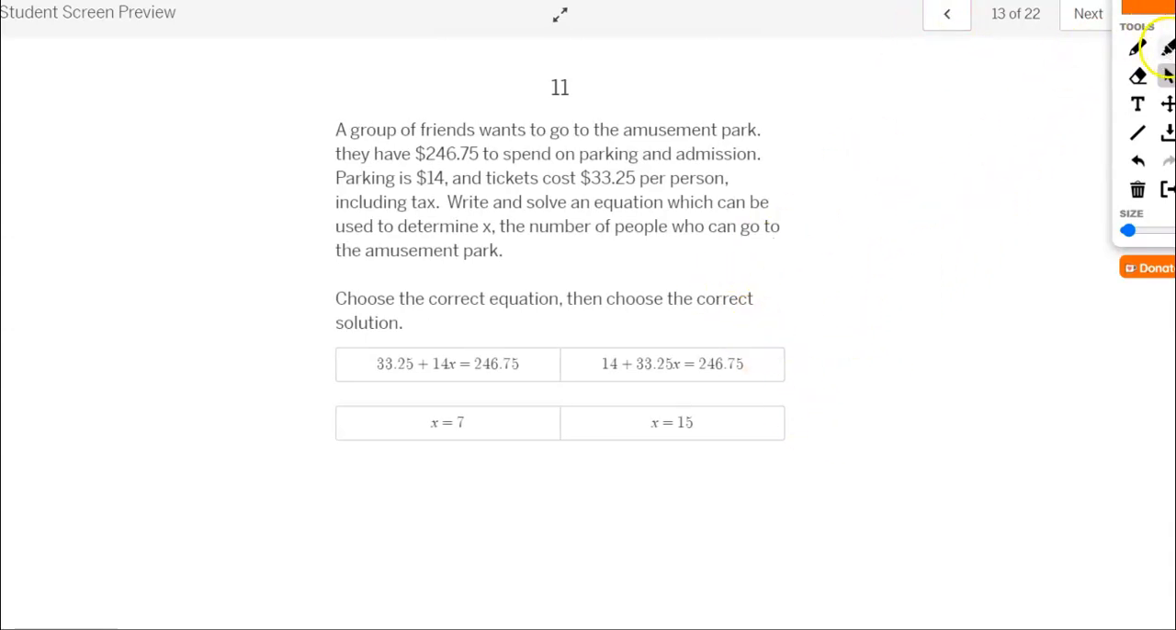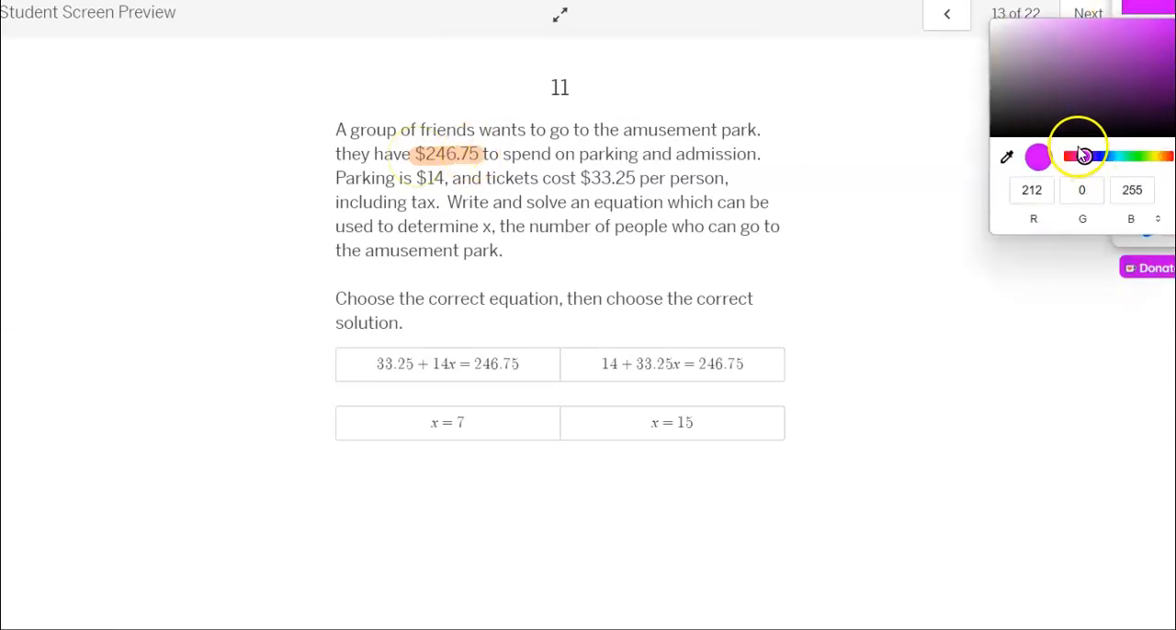So let me grab a highlighter here so I can highlight some stuff as I go. A group of friends wants to go to the amusement park. They have $246.75 to spend on parking and admission. Parking is $14. Admission tickets are $33.25 per person, including tax. Write and solve an equation which can be used to determine x, the number of people who can go to the amusement park.